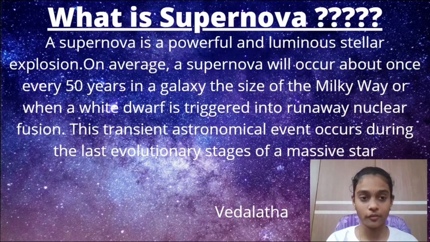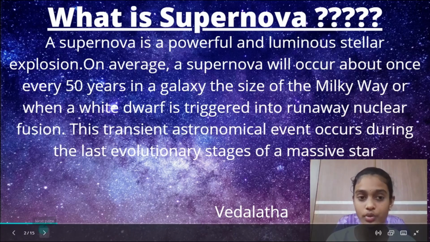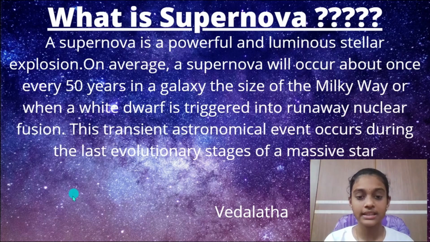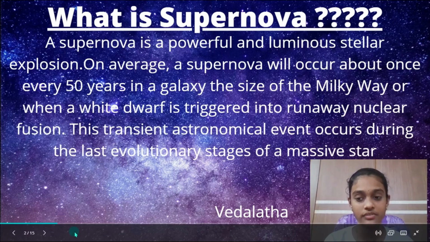What is a supernova? A supernova is a powerful and luminous stellar explosion. On average, a supernova will occur about once every 50 years in a galaxy the size of the Milky Way, or when a white dwarf is triggered into runaway nuclear fusion. These transient astronomical events occur during the last evolutionary stages of a massive star.